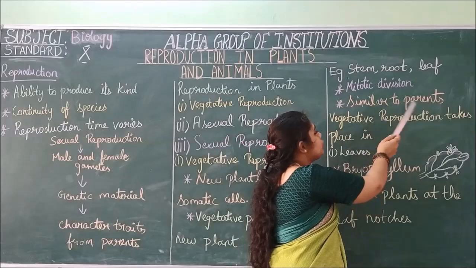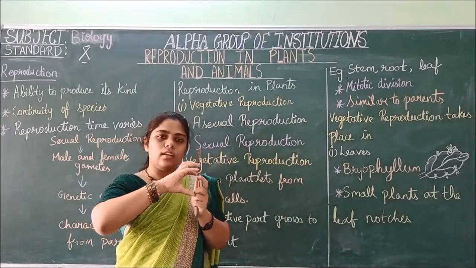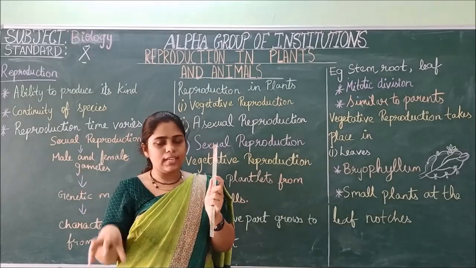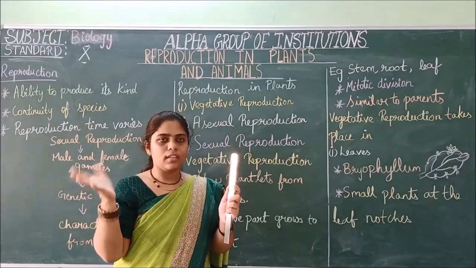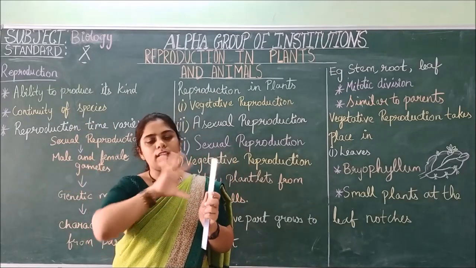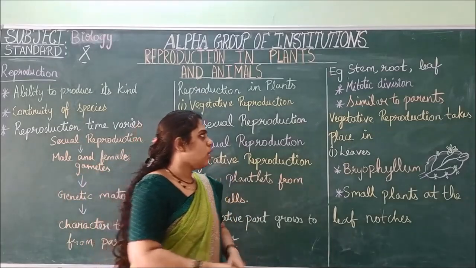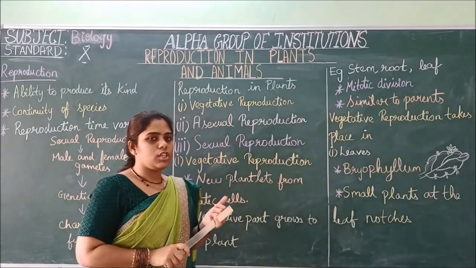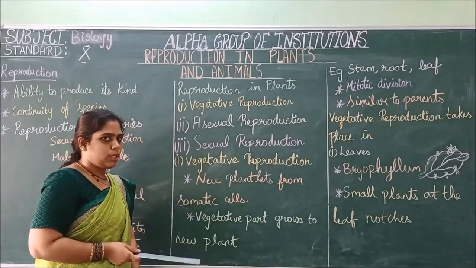And similar to parents. So, after a plant is there, the leaf or the root will separate from the plant and fall on the ground and grow into a new plant. So, they will look like the parent, they will be similar to the parent. So, that is similar to the parents, and mitotic division takes place. These are the points under vegetative reproduction.